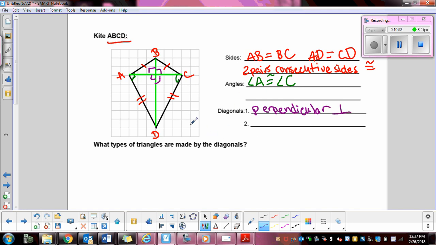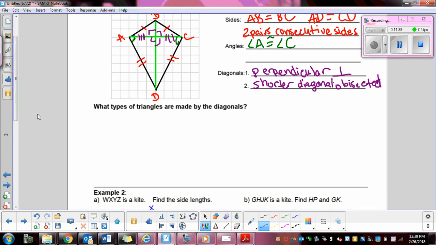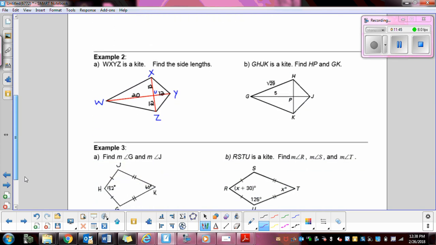And I know that my shorter diagonal is bisected by the longer diagonal. So you can kind of tell this long diagonal is not bisected, right? Because this little part is a lot smaller than this long part. But this is going to always be equal to this. Okay, so I'm going to put 3. 3. So I'm going to say shorter diagonal is bisected. So my smaller diagonal is this one. That one's bisected. What types of triangles are made by the diagonals? I want you guys to try it out. So what kind of triangles are made? These are examples.